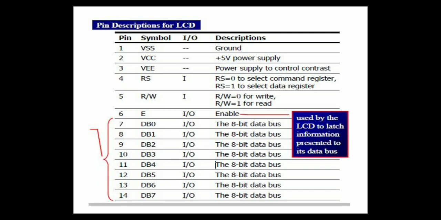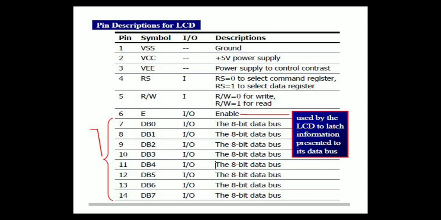In the description of this LCD, pin number 1 is VSS, called ground. Pin number 2 is VCC, which consumes plus 5 volt of power supply. Pin number 3, as I said just now, is the power supply to control the contrast, or brightness, as we call it. Pin number 4 is going to be important, as I said just now, called RS. So let us focus on this.